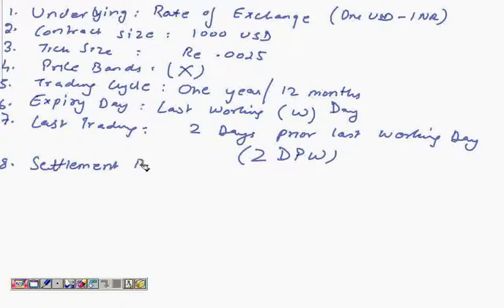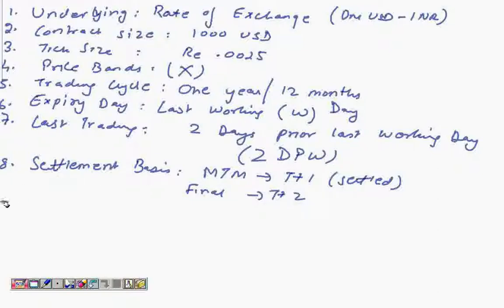What does the settlement mean? On a daily basis, there's a mark to market going on. Mark to market is always T+1 settled. That means, if it's happening on Tuesday, it'll be settled by Wednesday, and the final settlement is on a T+2 basis. So the final settlement will always be T+2 basis, right?